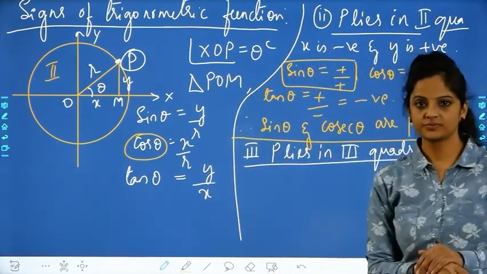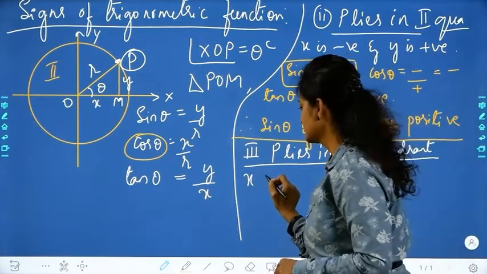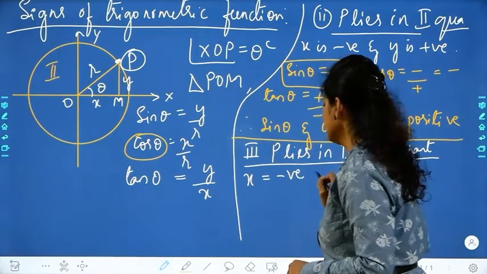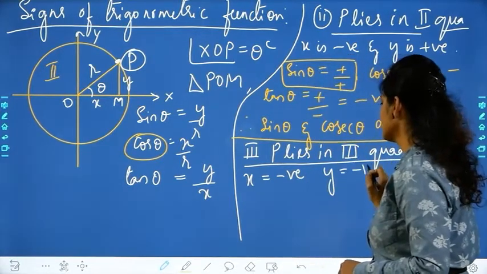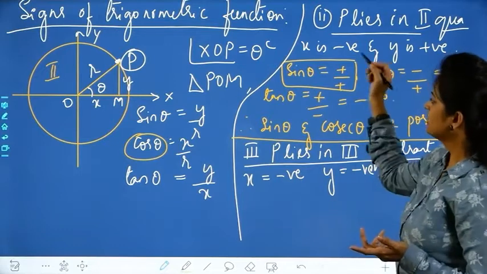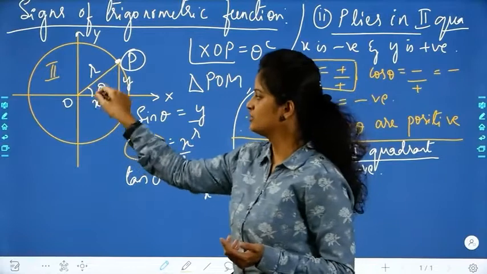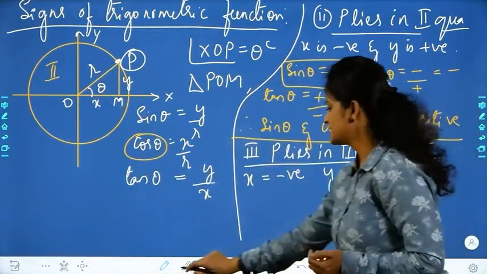Then what happens? X and Y. Just see the sign of this. X is negative and Y is also negative. When X and Y both are negative, then what happens with this one? See, X and Y are negative. Let's see the sign of this.